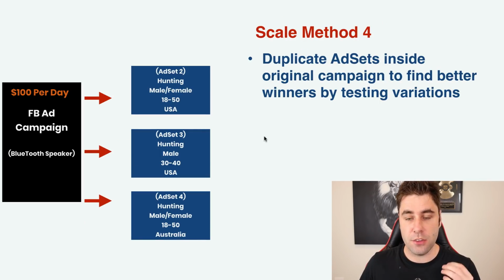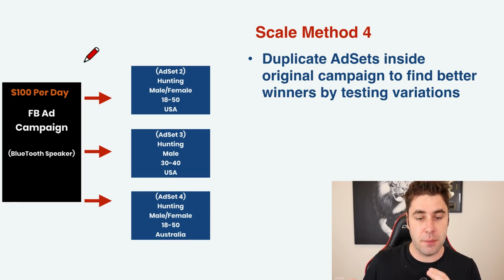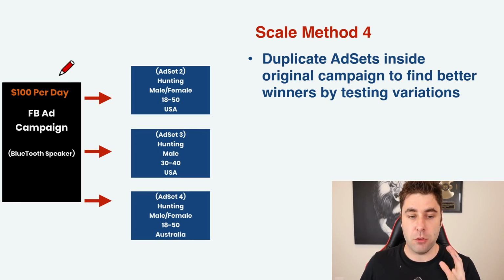Now, this is scale method number 4, and it's duplicating ad sets inside the original campaign to find better winners by testing variations. Now, what that means, guys, and this is probably more familiar to you, is to take the campaign that's already running and don't duplicate that campaign, but duplicate ad sets inside that campaign. So you've got ad set number 3, ad set number 4, and then do your different variations like different countries, different ages, different male or female. So that's probably the more easier one and better one to understand.